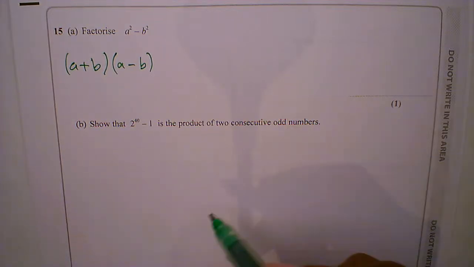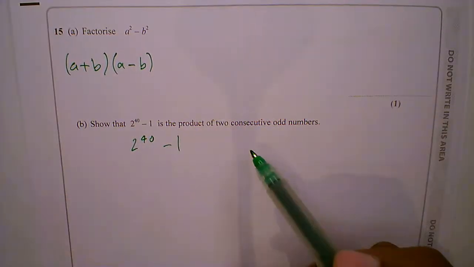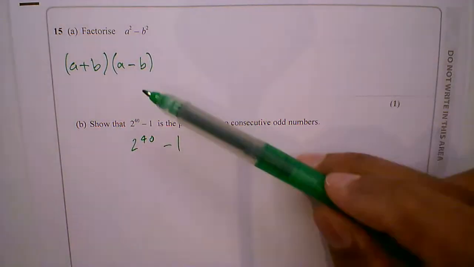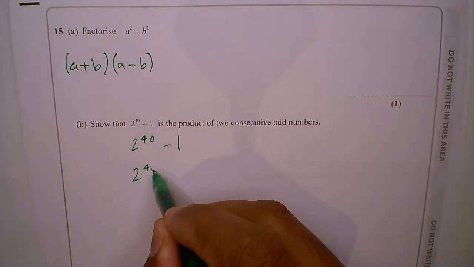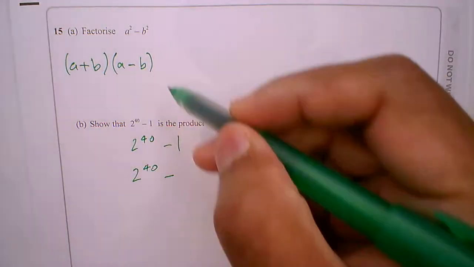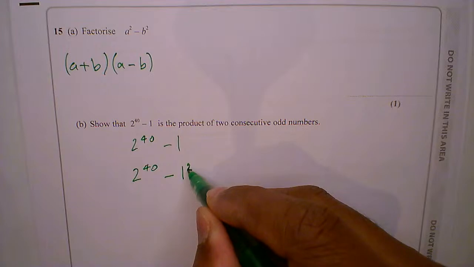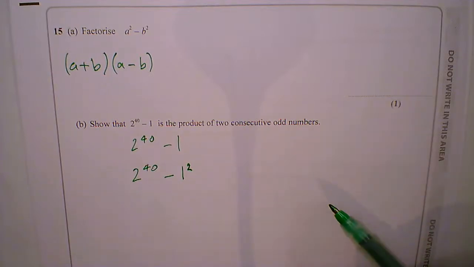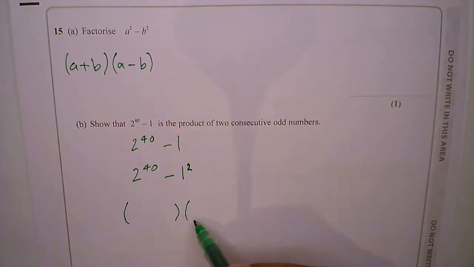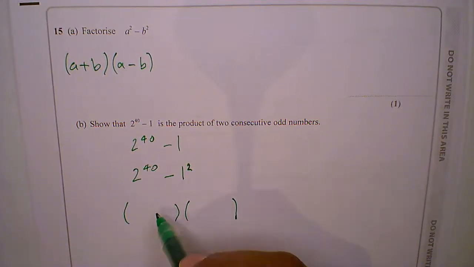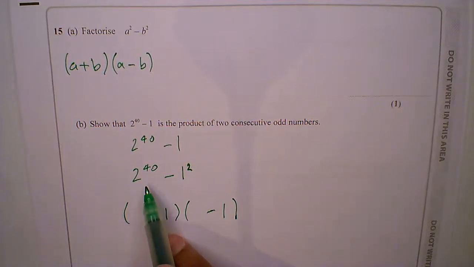Okay, let's try this. So you've got 2 to the power 40, take away 1. So this looks very similar to what's there. So let me think about what this is. 2 to the power 40, take away 1 squared, which is also 1. So I'm going to put it in this format. So now I can see I've got a difference of squares, so I'm going to have a minus and a plus. The 1 is going to be the easy part, so it's going to be plus 1 and minus 1. Now I need to work on the powers a little bit.